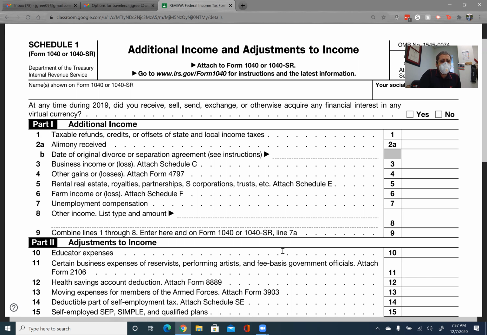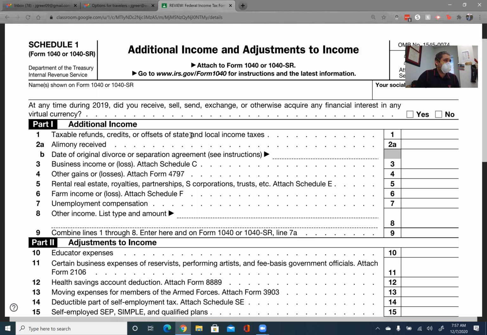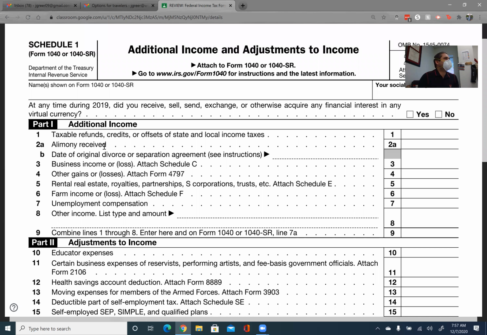Line 1 here, additional income, part 1, taxable refunds, credits, and offsets, we're not worried about. Okay. We're not getting into those weeds there. Line 2, alimony received. Okay. Alimony. What is alimony? Divorce. Okay, it happens in divorce.